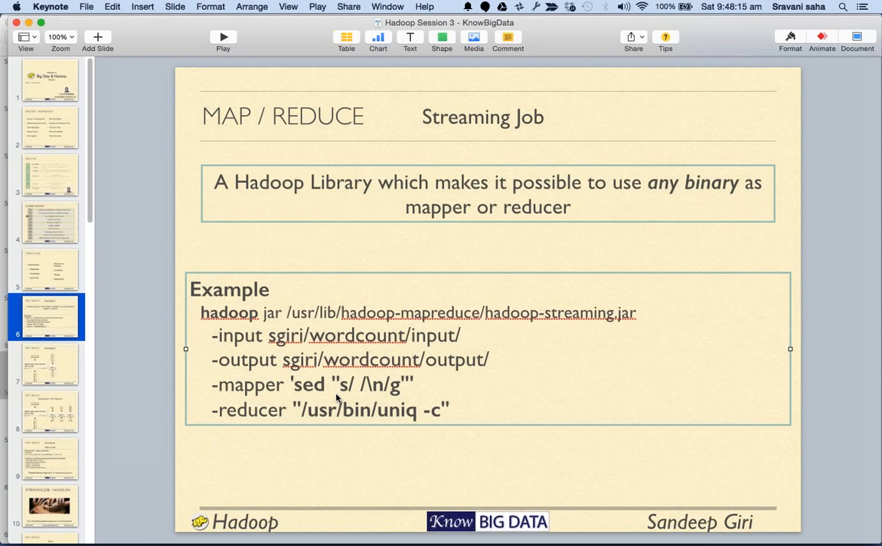All right, so for example, this is one such program. As we discussed earlier, sed replaces spaces with new lines, while uniq basically finds unique values, basically the counts of each word. All right, and so on. So this is how it looks.